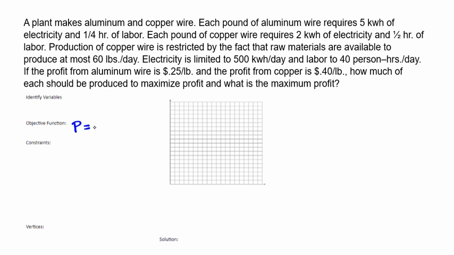Okay, I'll start with the objective, the objective function, which is for profit, which is 0.25 times aluminum.